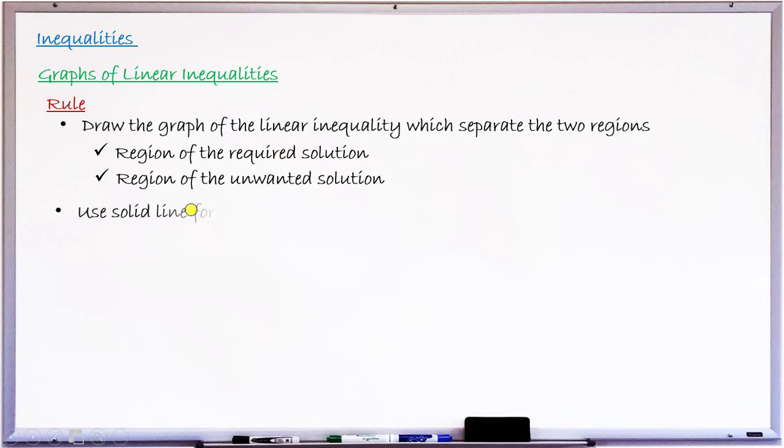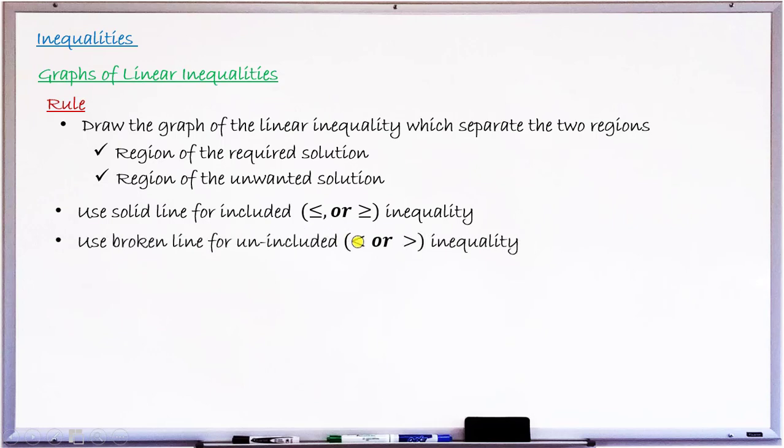While drawing this line, you take note of this. If your inequality is less than or equal to or greater than or equal to, we call this an included inequality. So use the solid line while drawing that line. But if the inequality symbol is strictly less than or strictly greater than, we call this an excluded inequality. So in that case, you now use the broken line.